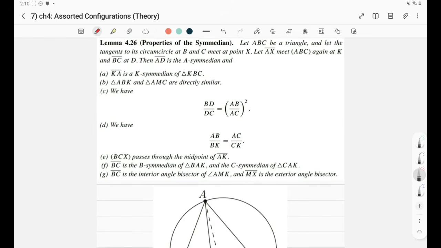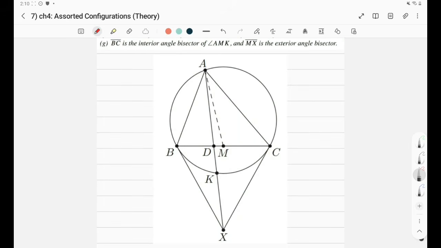So, property A: KA is a K-Symmedian of triangle KBC. Alright, so if you look at the triangle KBC, this triangle, they're telling you that, guess what? The same line, this line AK, which was the Symmedian in this triangle ABC, is also a Symmedian in this triangle BKC, which is really nice. Kind of a duality here. Symmedian of this triangle, also Symmedian of this triangle. But how can you show that?